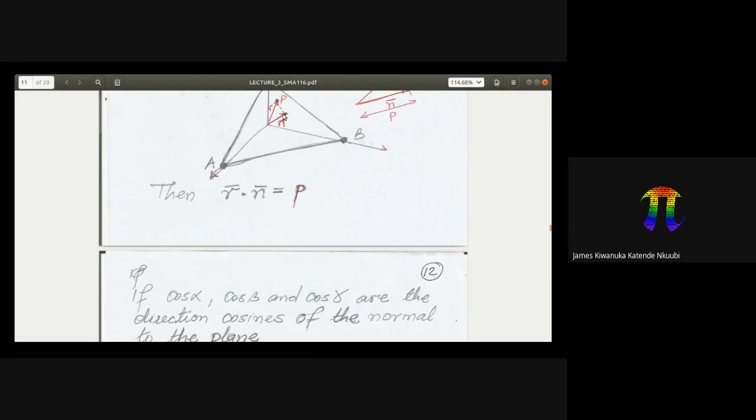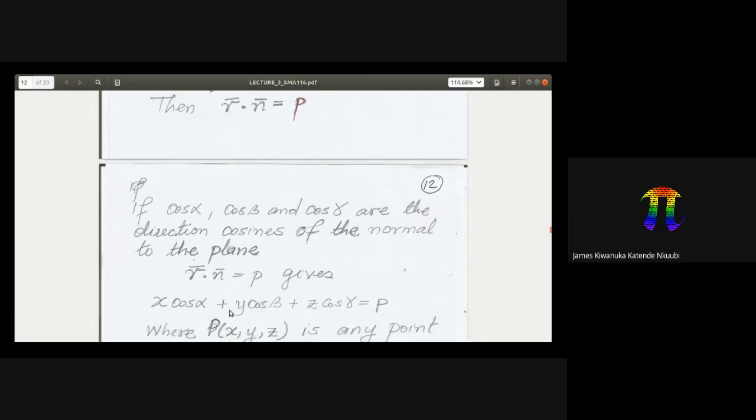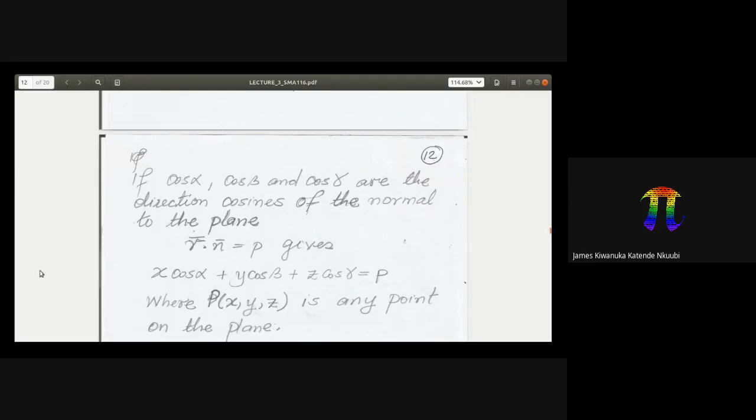So a unit vector in the same direction, as we saw earlier, can be written as: the unit vector n will be cos alpha i, cos beta j, and cos gamma k. And r can be written as xi plus yj plus zk. So you get the product of r and n. But we know that r dot n is equal to p. So the dot product of these two vectors will be equal to p. This gives you the equation of a plane.